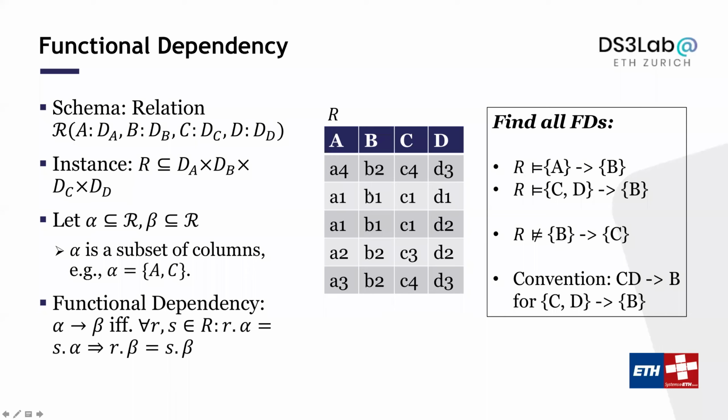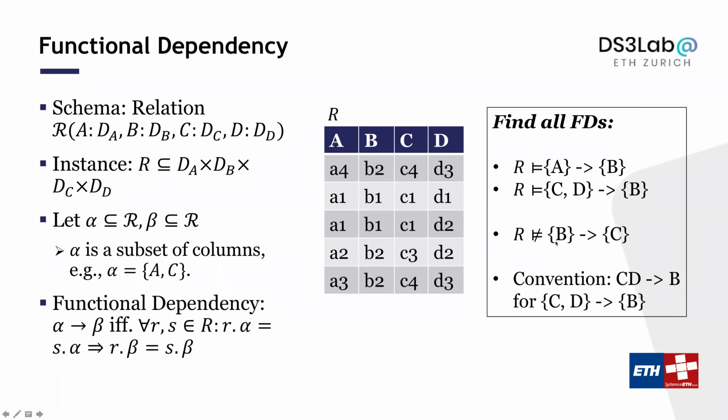So essentially, you have the functional dependency from A to B for this relation instance. Similarly, you have the functional dependency from CD to B, right? To reason about this, we follow the same principle. I cannot find two tuples that share the value on C and D, but give me a different value on B.